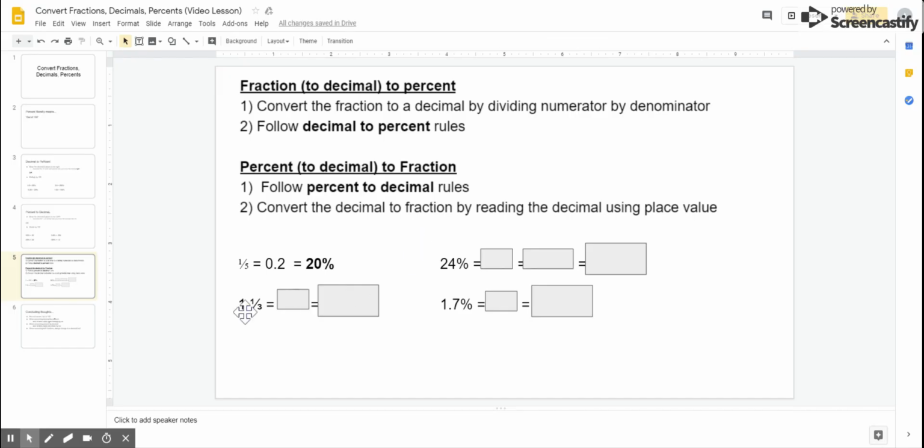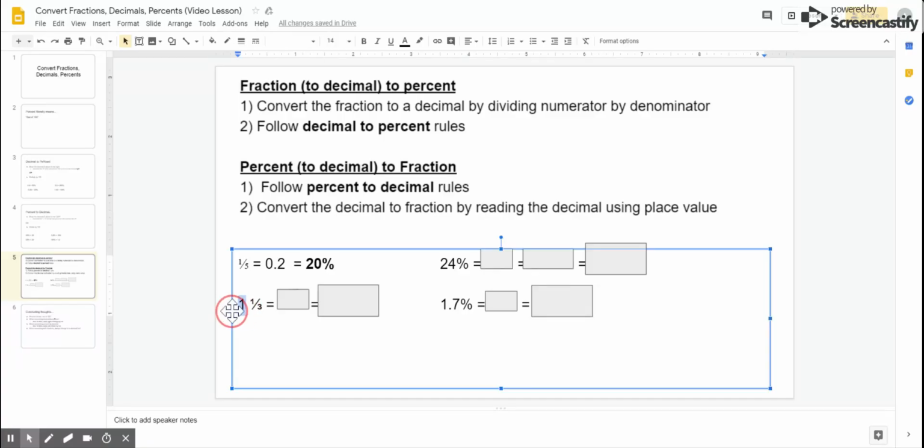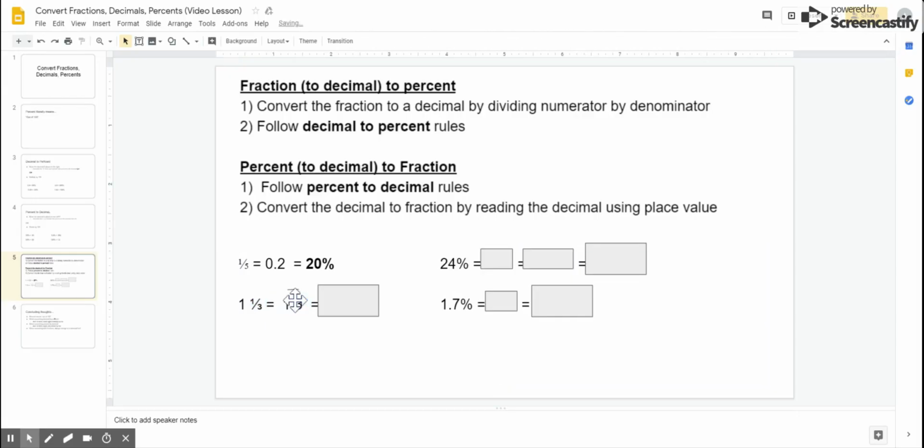Our next example is 1 1/3. You have a whole number of 1, so you know right off the bat your decimal is 1 point something. So write down 1 point, and then you have 1/3 at the end of it. To change a fraction to a decimal, again, 1 divided by 3, and you get 0.3 repeating. You should know how to write the repeating symbol, right? The repeating symbol goes over the repeating digit, which the repeating digit here is 3.